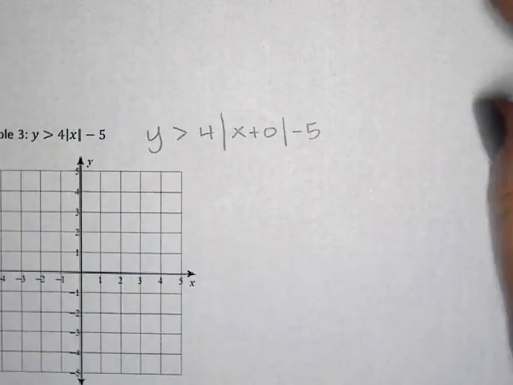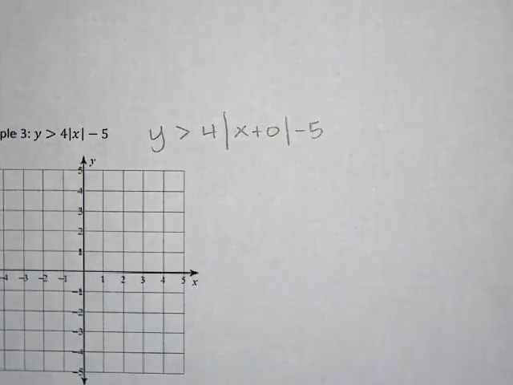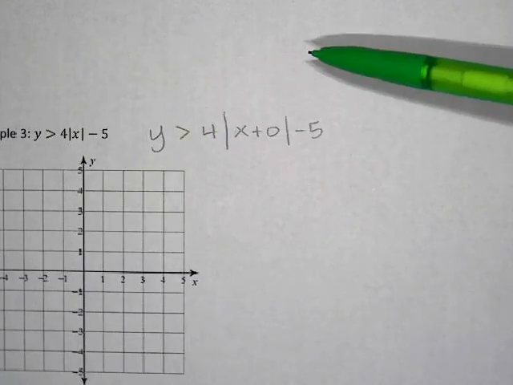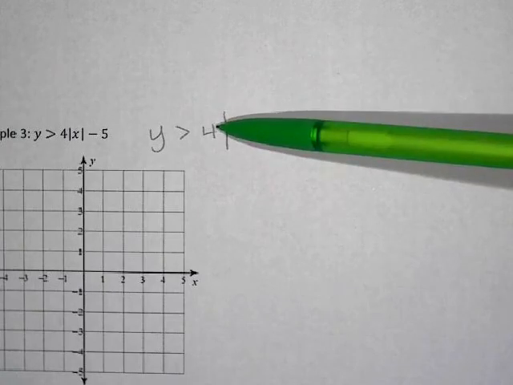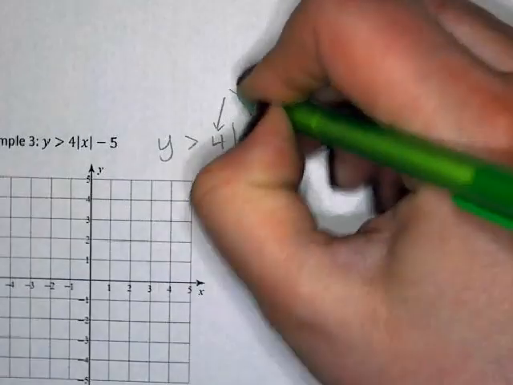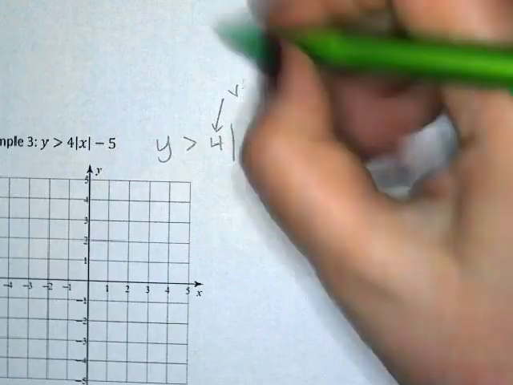So what transformations can we see? We have a 4 in the front. What's that going to do? Skinny. And what's skinny called? Vertical stretch. Okay. Oops, don't have to write out vertical. I can just say V. Vertical stretch.